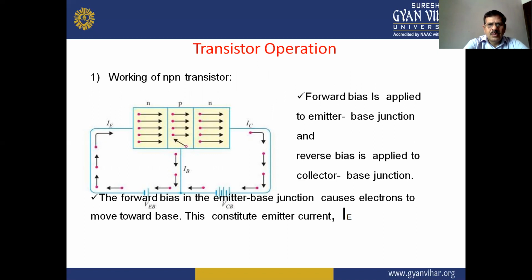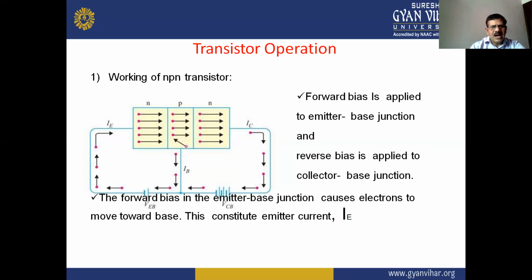So what is the operation of a transistor? Working of an NPN transistor: we take an NPN transistor and explain its working. In this diagram, there is the NPN transistor and there are two supply voltages. The supply voltage VEB is across the terminals emitter and base, and supply VCB is across the terminals base and collector.